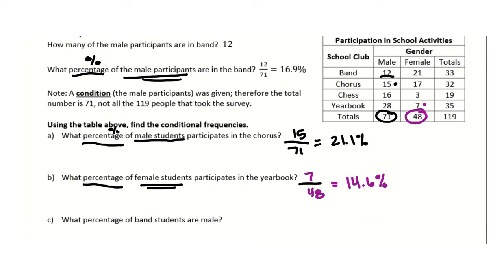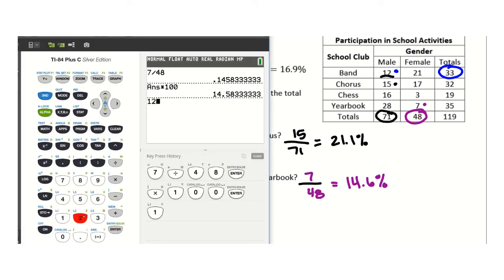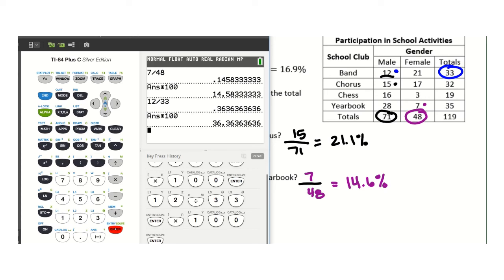Next question. What percentage of band students? So now I want the total number of students in band. That's 33. What percentage of band students are male? So 12 male students out of the 33 band students. So 12 divided by 33 multiplied by 100 is 36.4%.